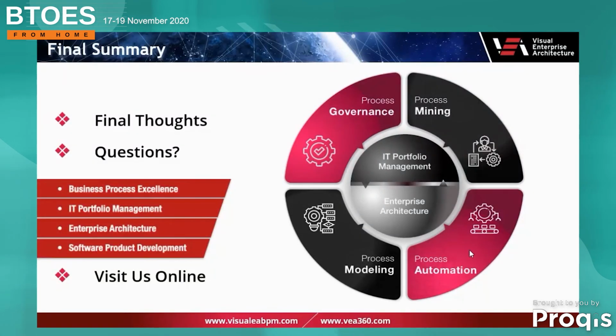So again, I appreciate everyone for joining us today in today's webinar regarding business process excellence. I do like to revisit the 4 quadrants of business process excellence: process modeling, process governance, process mining, and process automation. All 4 of these things have to work together in order to be effective.